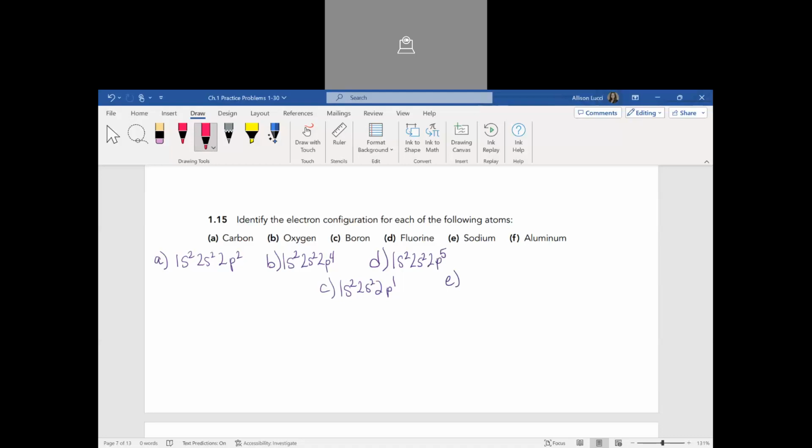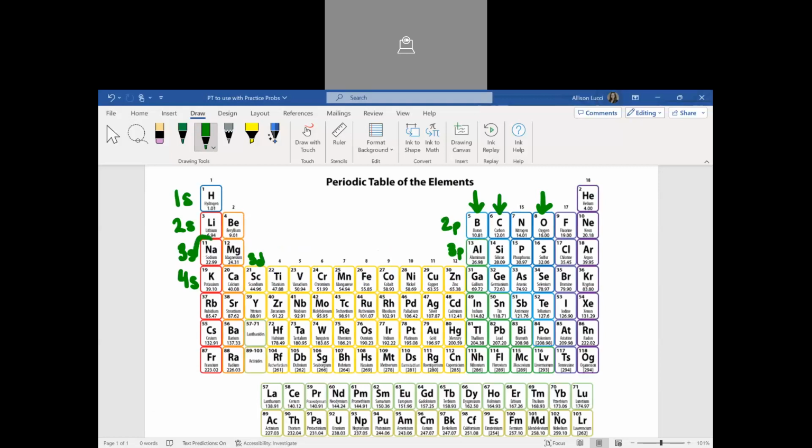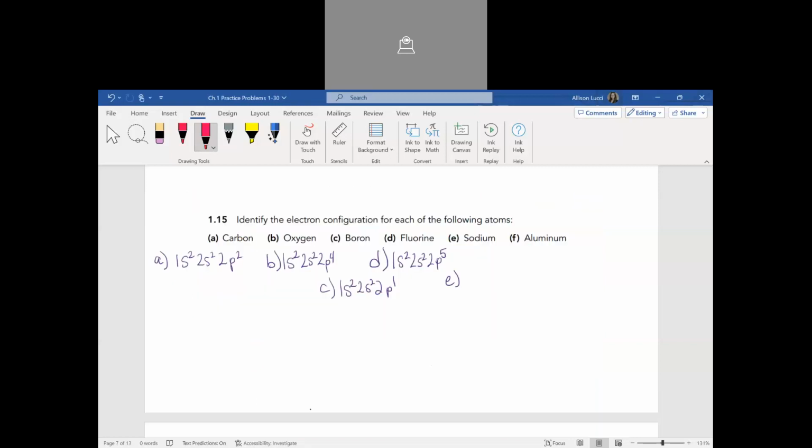So sodium, we're going to have to venture a little lower on the periodic table. That is over here. So that has 3s1 as its last orbital. So if we were to write out sodium's electron configuration, the full electron configuration, we would stop at 3s1. So next up, we have aluminum.